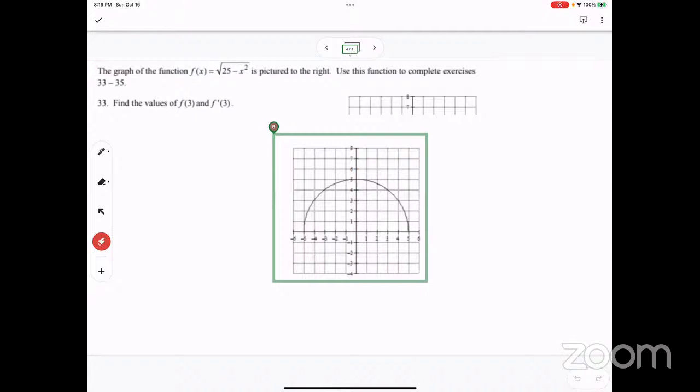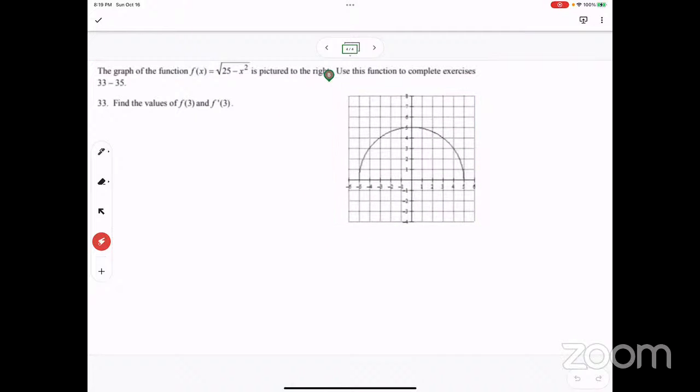Okay. Yep. So it's a half circle, radius 5. So the function value at 3 is going to be 4, right? Just basically plug 3 in here. So that's 25 minus 9, which is 16. The square root of 16 is 4. Got it? Okay.